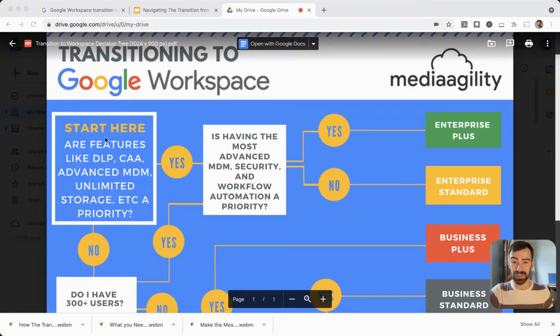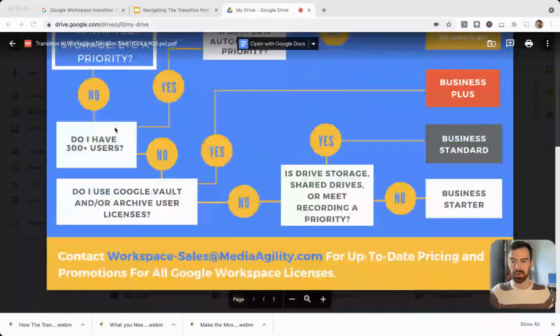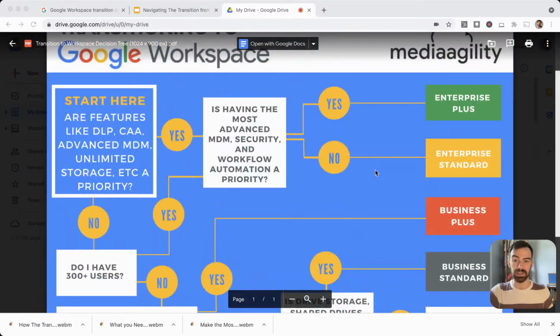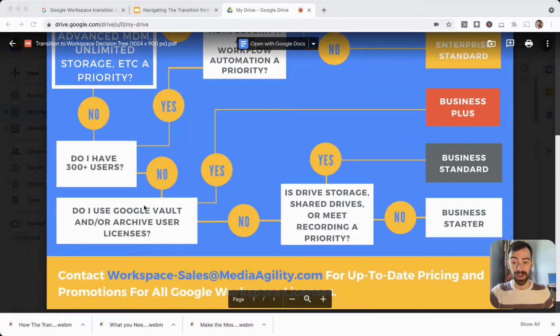Now, if security is not a priority for you right now, then ultimately the question comes down to, do you have 300 or more users? If you have 300 or more users, by default, you're going to be looking at an enterprise SKU, either Enterprise Standard or Enterprise Plus. If you do not, then it comes down to this question: do you have Google Vault and/or Archive User licenses to right size your licensing? If that is a yes, then you will be looking at Business Plus, an $18 license. Again, we're talking list prices here.